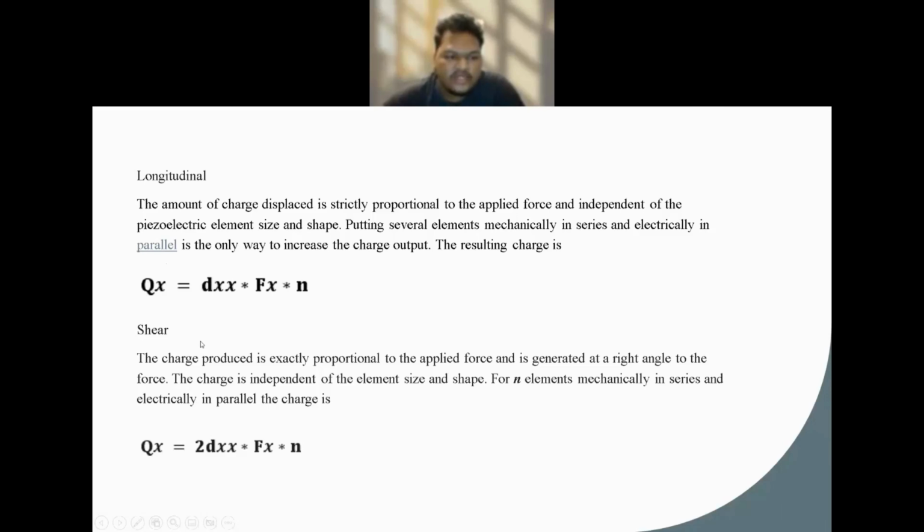The third one is here. The charge produced is exactly proportional to the applied force and is generated at a right angle to the force. The charge is independent of the element size and shape. For elements mechanically in series and electrically in parallel, the charge is this equation: Qx equals 2dxx multiplied by Fx and multiplied by n.